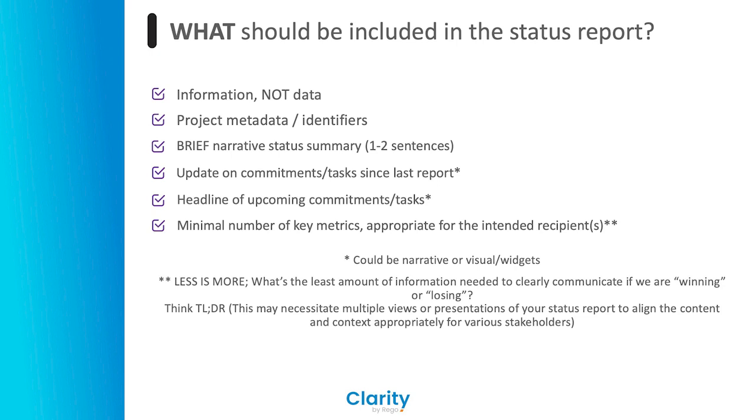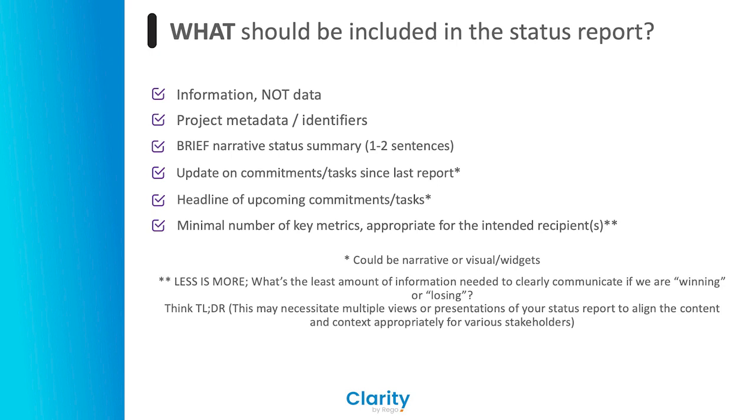So my asterisk for a summary there is, again, this could be narratives or visuals, but thinking with that, especially that last point on metrics, less is more. What is the least amount of information needed to clearly communicate if we are winning or losing? That is, if our project is on track or if there's areas where we're having challenges that need to draw attention. If you've heard the phrasing that's used often, TLDR, which is short for too long didn't read. Sadly, I have to confess, sometimes my own children use that on me because I can be a bit wordy. So the TLDR is the short summary. Give me the headlines, give me the short summary.